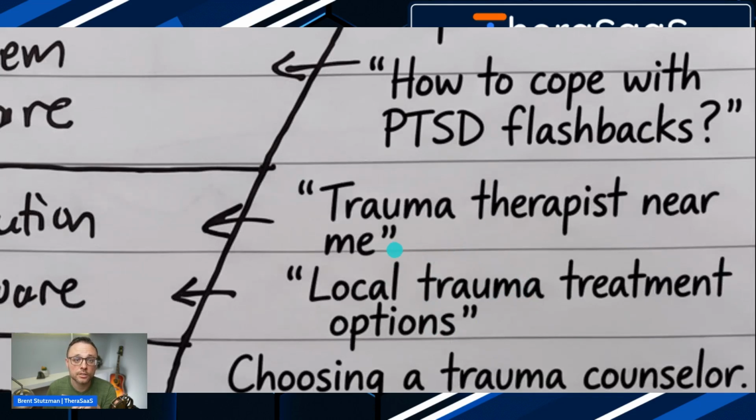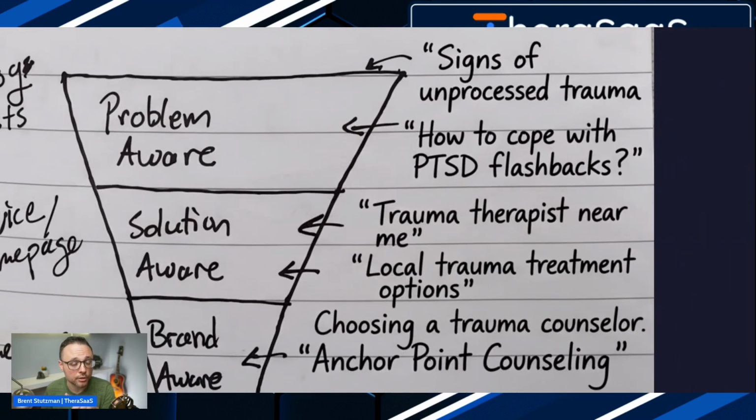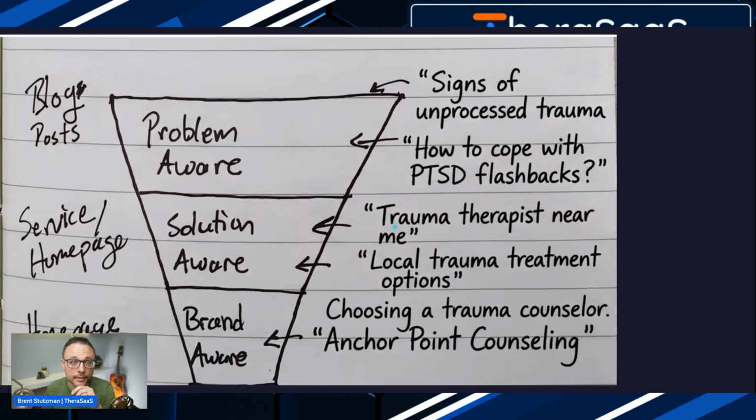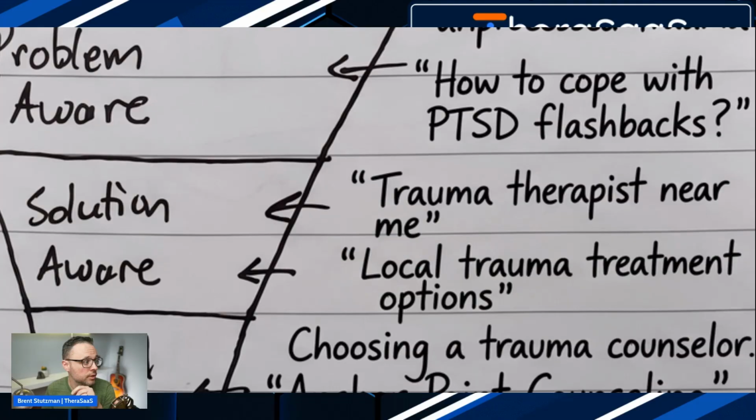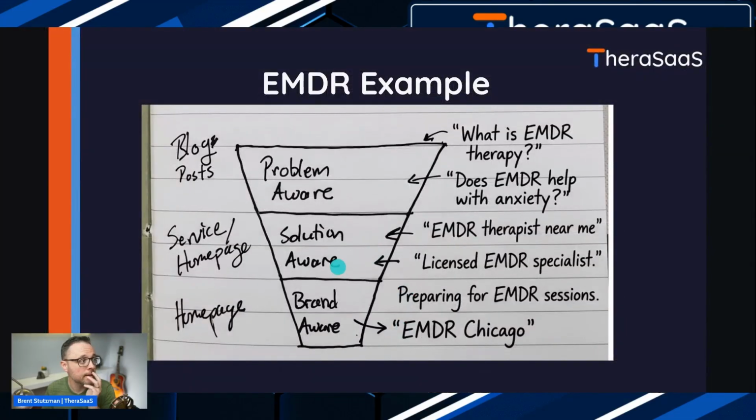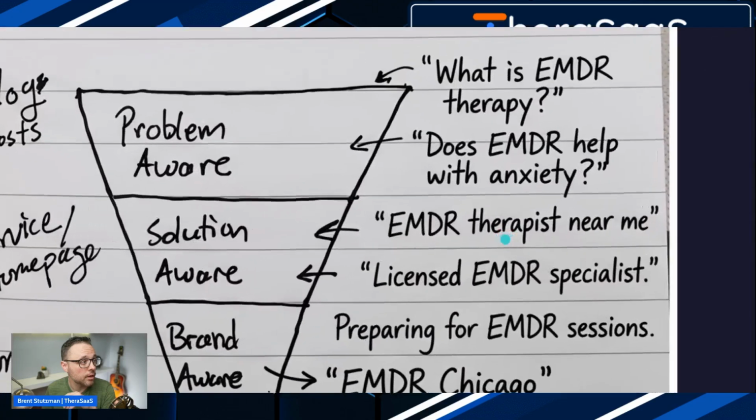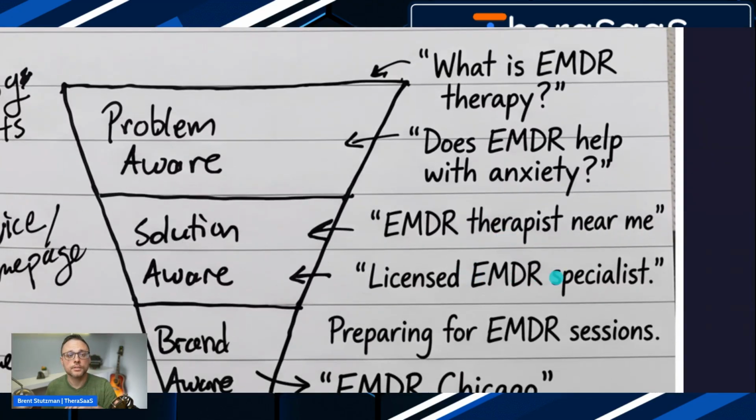I like these keywords. These are going to be a little more expensive, but the intent of someone buying is really, really strong. And so I like to focus my budget on the solution aware keywords, a lot less on problem aware. This could also be EMDR: EMDR therapist near me, licensed EMDR therapist, certified EMDR therapist, experienced EMDR therapist near me. Those are all the keywords I think Google Ads managers and practice owners should be focusing on.